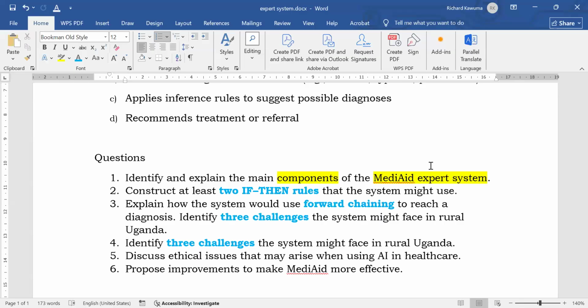Basically, the examiner here wants to know: did the student understand the software solution diagram? Because that's where the components are. And in identifying them, you are supposed to explain them. So, can you explain one by one, not just mentioning them?